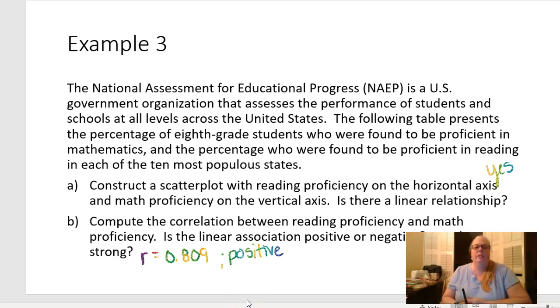Okay, and then is this a weak or a strong relationship? Well, normally we say that a strong correlation is more than 0.75 or less than negative 0.75. And since 0.809 is greater than 0.75, this is a pretty strong relationship.